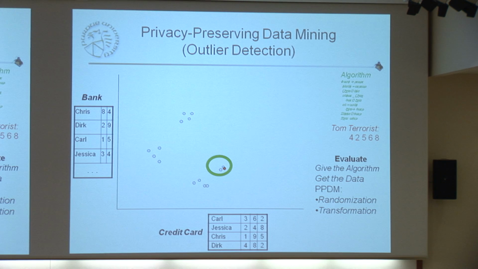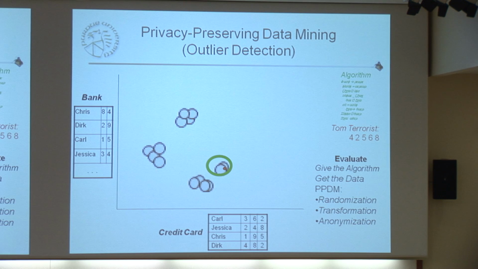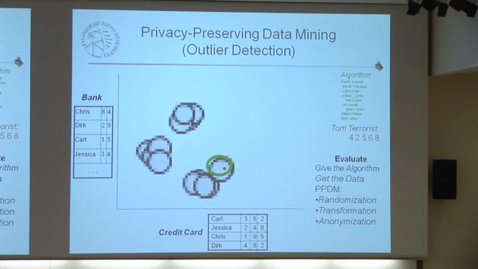Transformation, well, you move the data around in some way that you can't undo and find out the real data, but you can still get exact answers. And then a third approach is anonymization. We generalize the data in a way that you can't really get back and figure out who the individuals are, but you can still figure out the answer to your question.